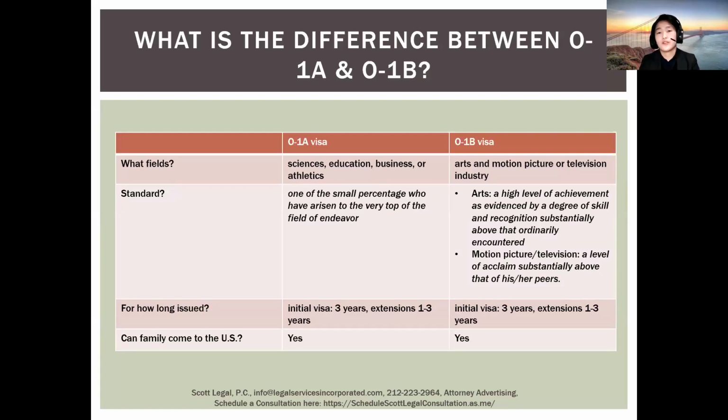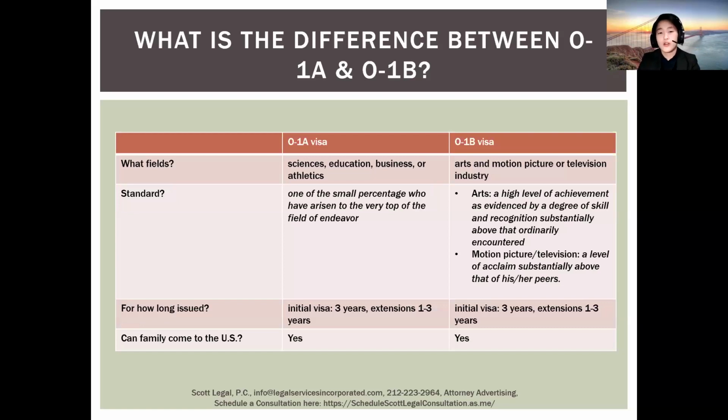Now, for the O1B visa, the definition of extraordinary ability is a little different. So for the arts, what is required is distinction, a high level of achievement as evidenced by a degree or skill, and recognition substantially above that is ordinarily encountered. So that is the level of distinction that they're requiring. What about the motion picture and television? They ask for you to prove that you are recognized at a level of acclaim substantially above your peers. So slightly different language of extraordinary ability between the O1A and O1B context.